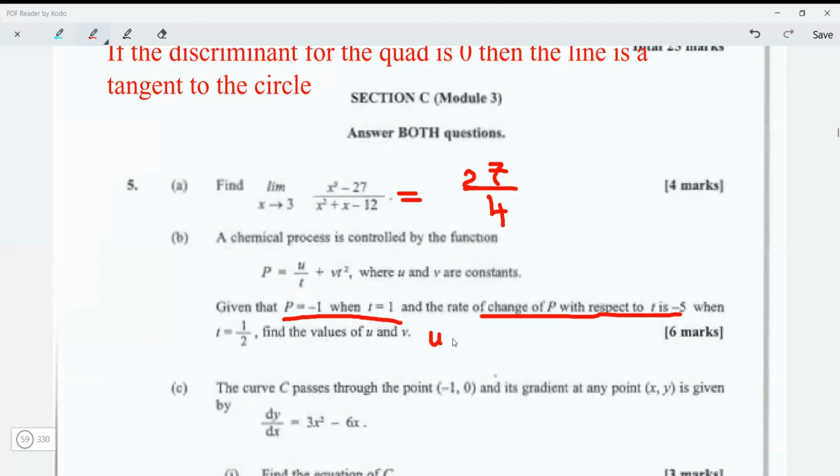U equals minus 6 over 5 and v equals 1 over 5. And they're giving away so much mark to do absolutely nothing. All right, nice. Let's look at part C now.